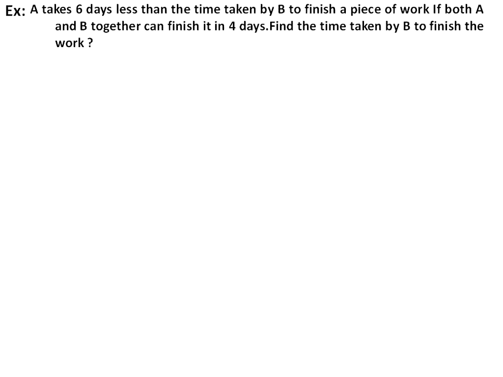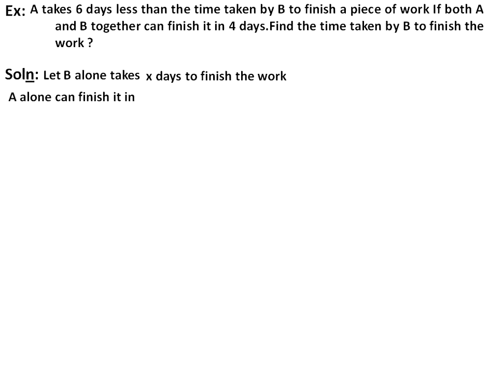Example: A takes 6 days less than the time taken by B to finish a piece of work. If both A and B together can finish it in 4 days, find the time taken by B to finish the work. Solution: let B alone take x days to finish the work. A alone can finish it in x minus 6 days, since A takes 6 days less than B.